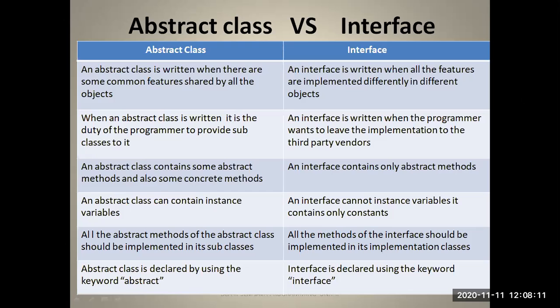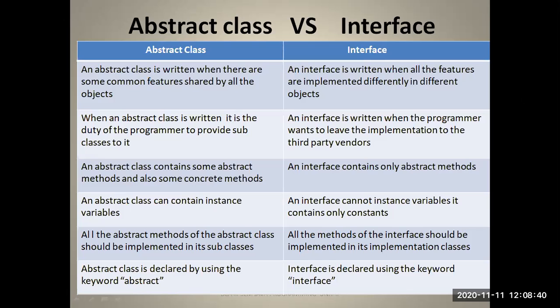Next, coming to the abstract class, the third point. Abstract class contains some abstract methods and also some concrete methods. As I said, abstract class may contain abstract methods. Along with them, there are some other methods that are also part of abstract class. They are called concrete methods. Whereas interface contains only abstract methods.